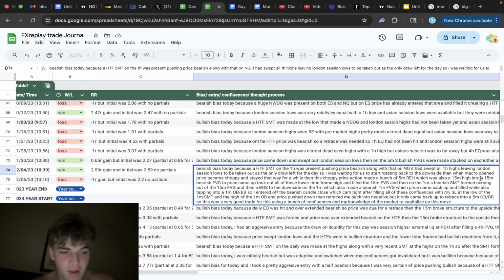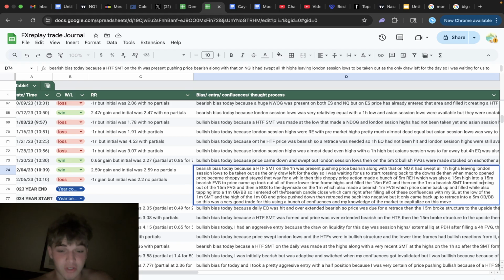Into a 15-minute bearish fair value gap. Then price came up, took out all of these lower time frame highs, and filled the 15-minute fair value gap. Then on the 1 minute, a bearish SMT formed, coming out of the 15-minute fair value gap.